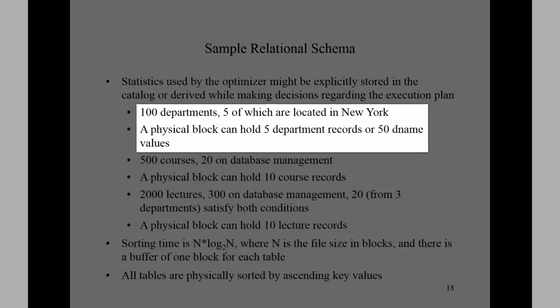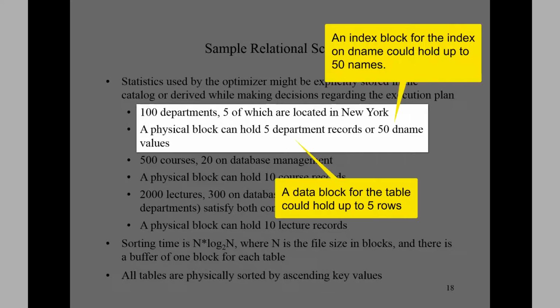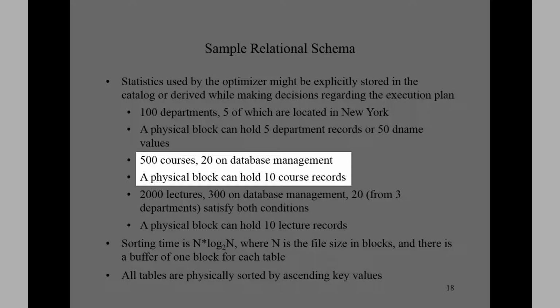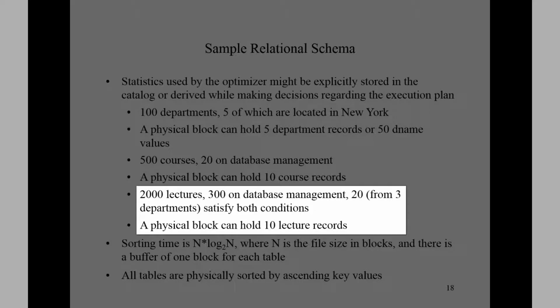The department relation consists of 100 departments. 5 of them are located in New York. A physical record or a block can hold 5 department records or 50 department name values. There are 500 courses, 20 of them on the subject of database management. A block can hold 10 course records. There are 2,000 lectures in this database, 300 of them on database management. 20 satisfy both conditions, and these 20 come from 3 departments. A physical block, once again, can hold 10 lecture records.